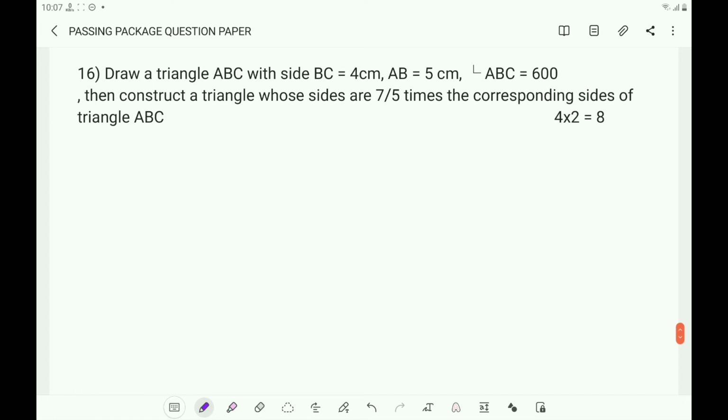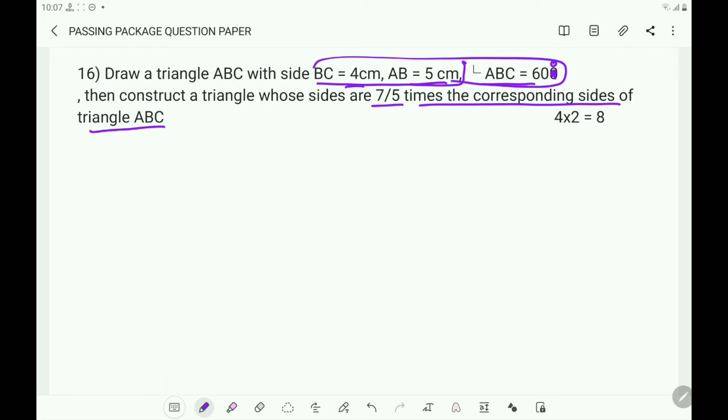Next question, 16th question. Draw a triangle ABC with side BC equals 4 cm, AB equals 5 cm, angle ABC equals 60 degrees. Then construct a triangle whose sides are 7 by 5 times the corresponding sides of the triangle ABC. Children, you know that in the first step we have to construct the triangle. You know the method of construction of a triangle when two sides and the included angle are given.